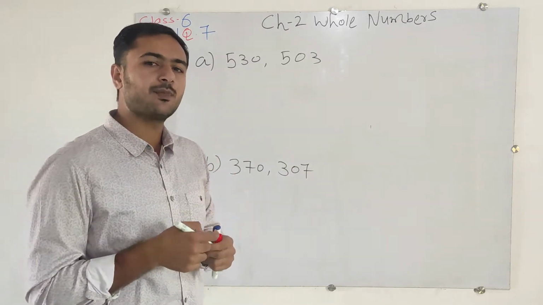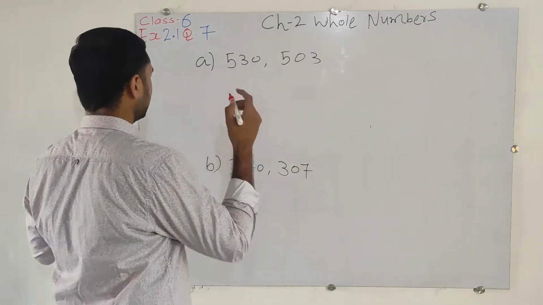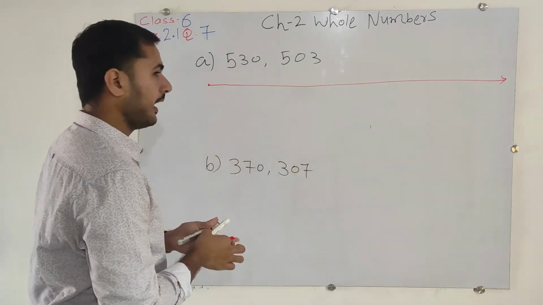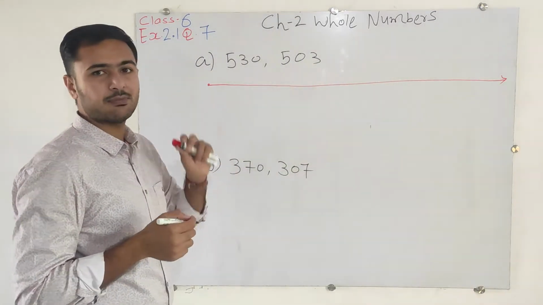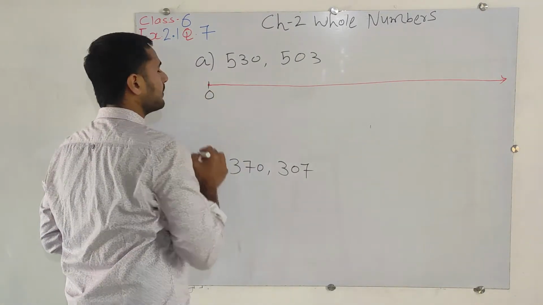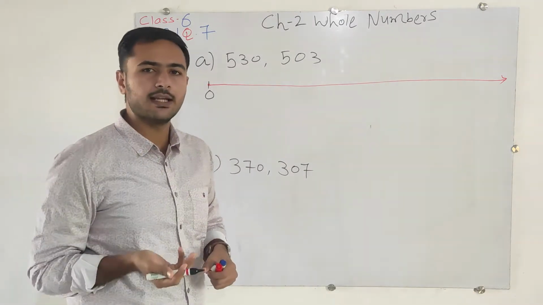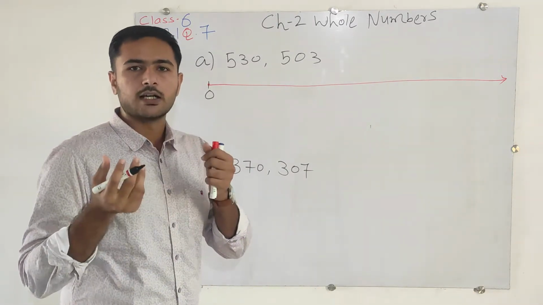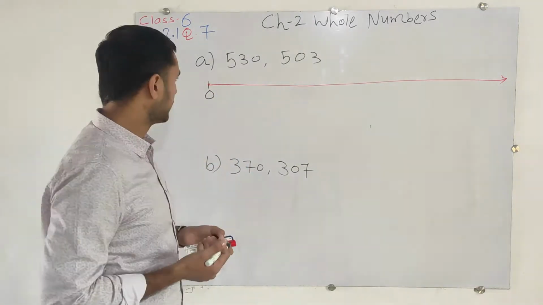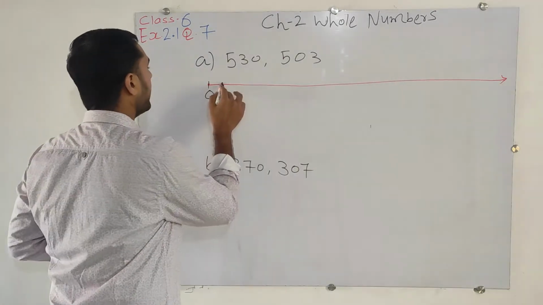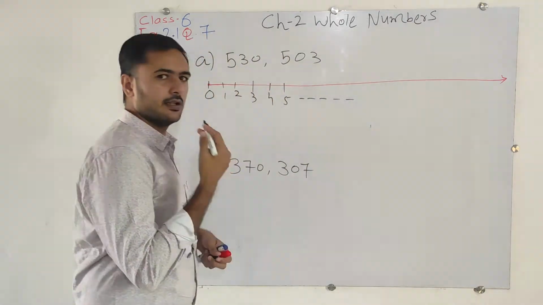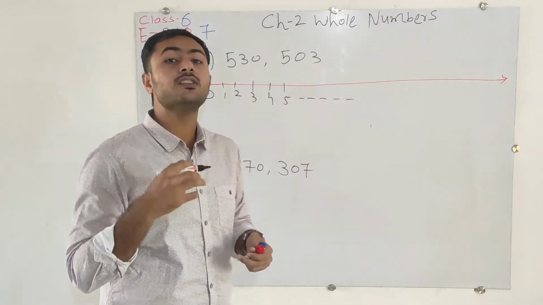Which number comes first? Suppose I draw the number line like this. Here we have the number line, and this is for the whole numbers. It means we have to start with 0. If we are doing it for natural numbers, we will start with 1 only, because natural numbers don't include 0. So for whole numbers we start with 0. After 0 there is 1, 2, 3, 4, 5 like that, till 100, 200, 300, 400, 500.